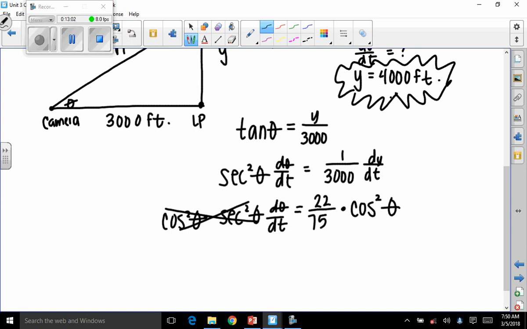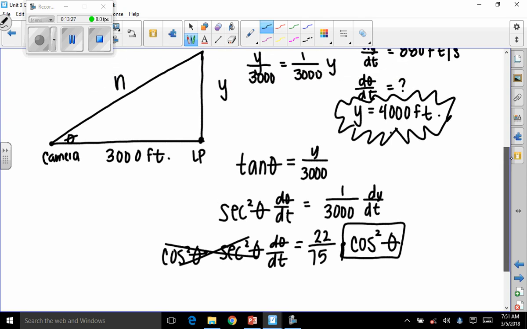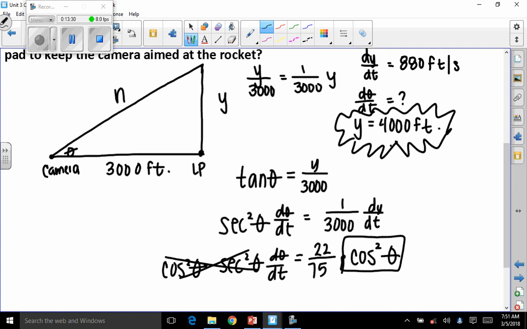So in order to be able to solve for d theta dt, all we need to know is the cosine of our angle at the instant that they gave us, yes? Okay? You do not actually have to find the value of the angle, because it's not just theta, it's cosine of theta, right? So we want to replace this entire thing with the value of cosine, okay? So in a right triangle, how do you get cosine? Adjacent, which is always 3,000, right? Over the hypotenuse, which we called it, okay?